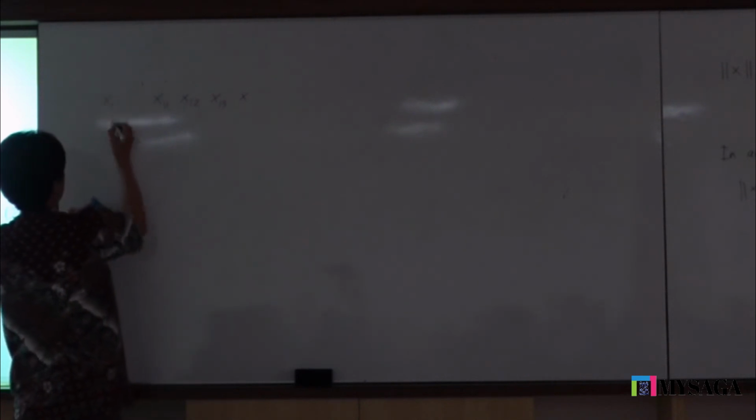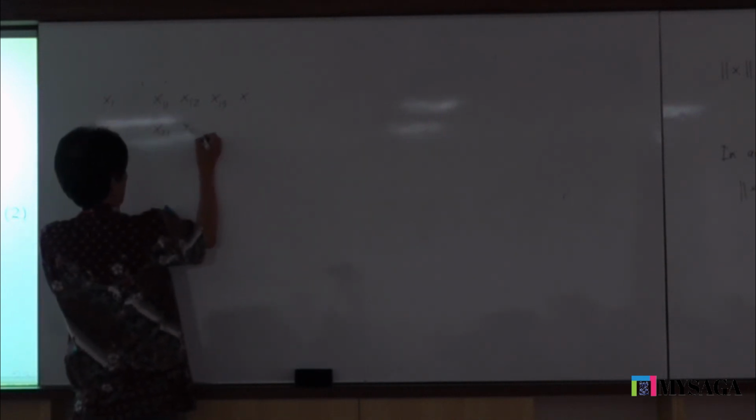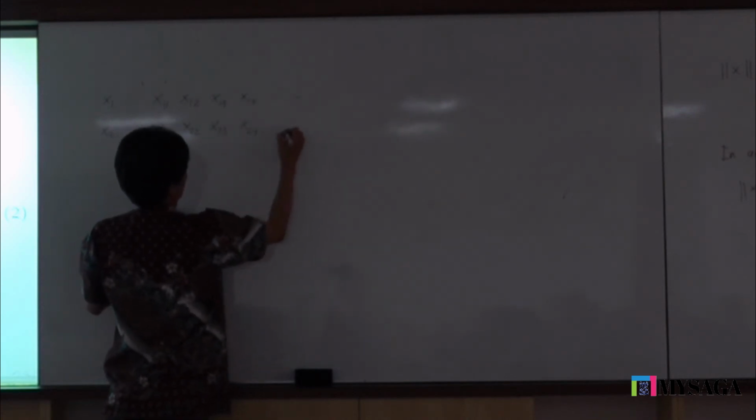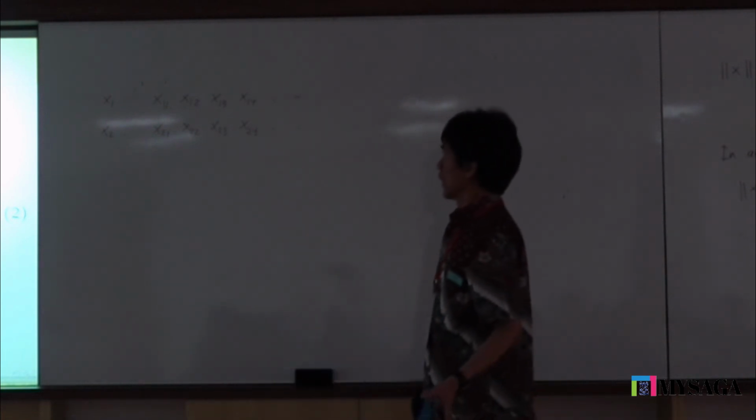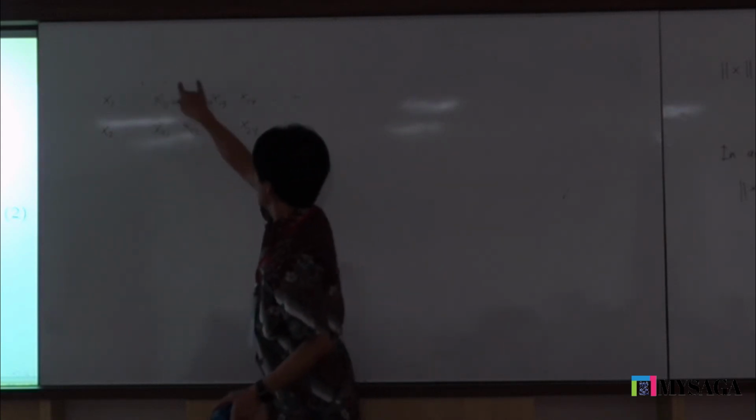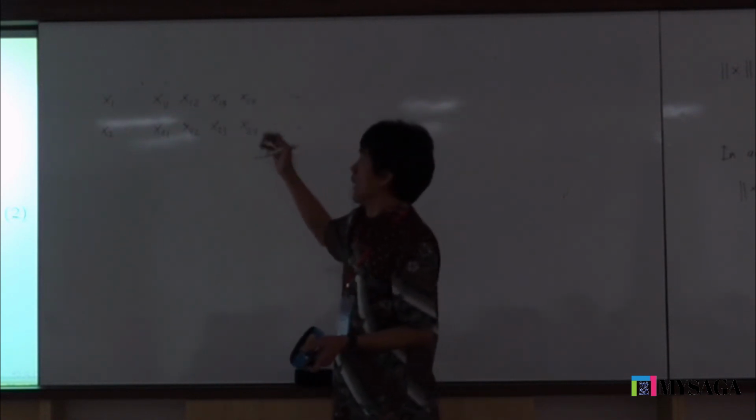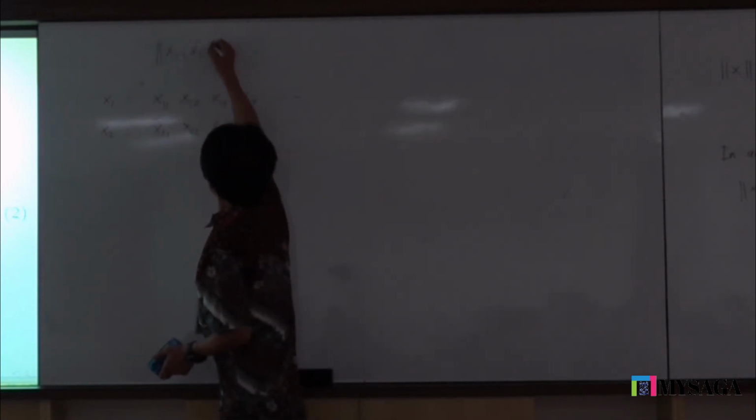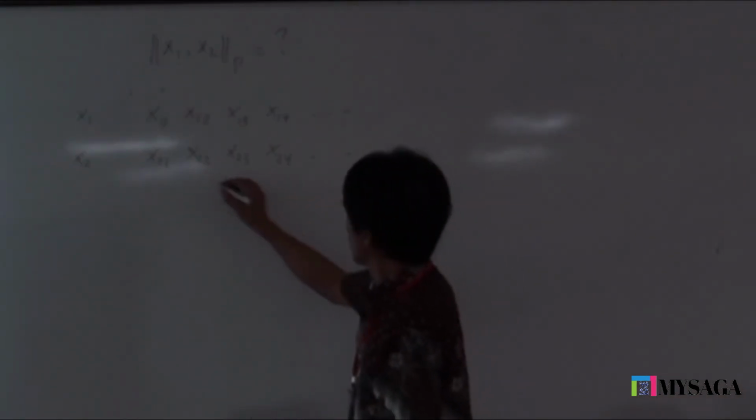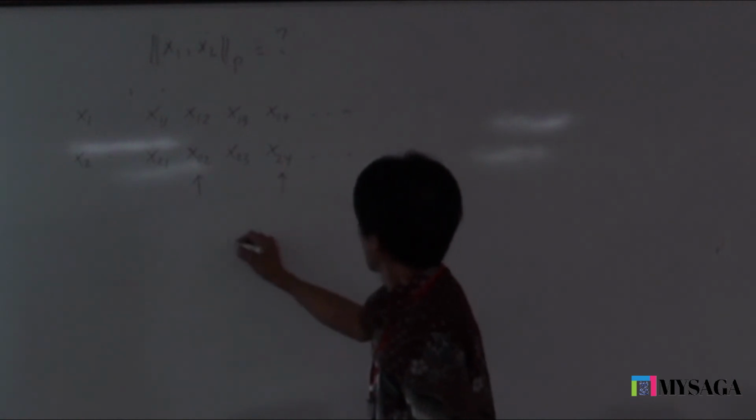So this is x1. Imagine this is x1 and x2. I have x21, x22, x23, and so on. Now, when we compute the norm of a sequence in LP, we just take the absolute value of each term, and then we sum them. Okay? Now, we want this. Now, how do we define that? The idea is the same. We take any two columns here, for example this and that, and then I get this.